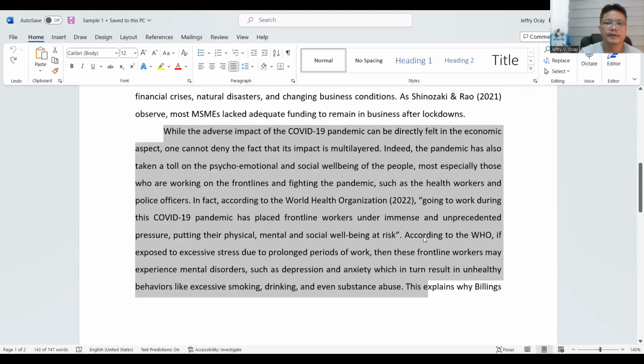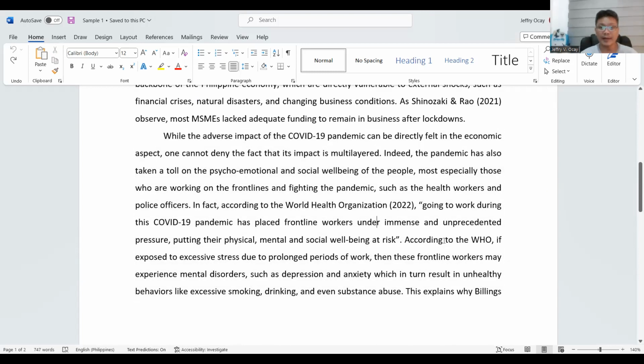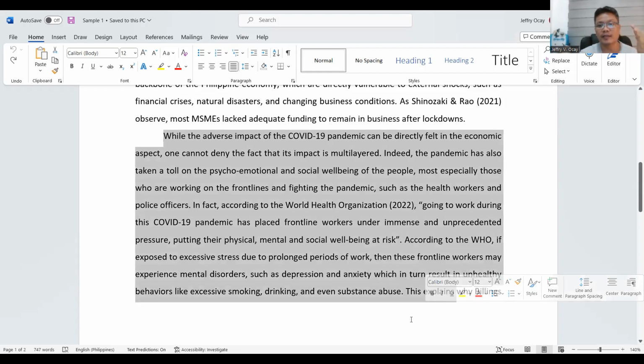So the first two paragraphs I presented the context of the study, the background of the study of the problem, and now I'm moving to the research problem. Think of the one-page research gap, working title, and then research problem.